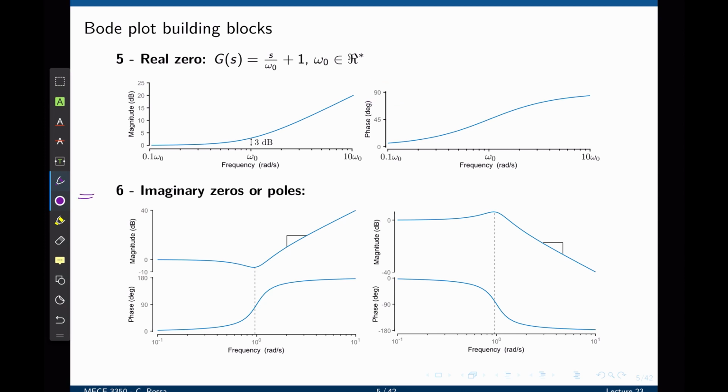The final and the most complex building block is the imaginary zero or poles. Imaginary zeros or poles need to be written in the standard form as follows, where omega 0 is the cutoff frequency again, and zeta is the damping ratio.